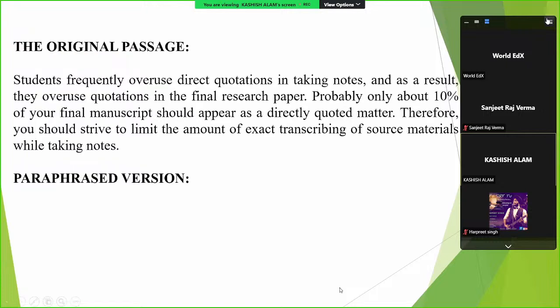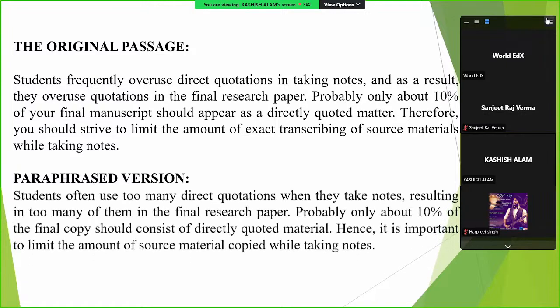Okay, so this is the original passage. "Students frequently overuse direct quotations in taking notes, and as a result, they overuse quotations in the final research paper." Now, suppose a statement like this comes up. What you will be doing is underlining the main keywords of the question, writing down the synonyms just above it, and thinking of possible ways in which you can rewrite the sentence in your own words, thereby trying to reduce the number of words as well.